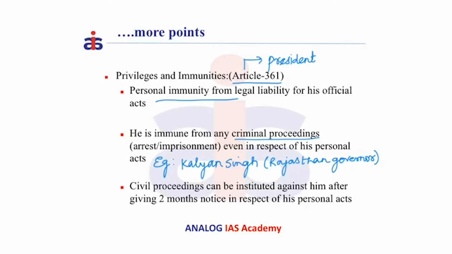For example, when Mr. Kalyan Singh, who was the former governor of Rajasthan, was accused in the Babri demolition case, the CBI could not arrest him because he was the governor. Civil proceedings can be instituted against him after giving 2 months' notice, only in respect of his personal acts.